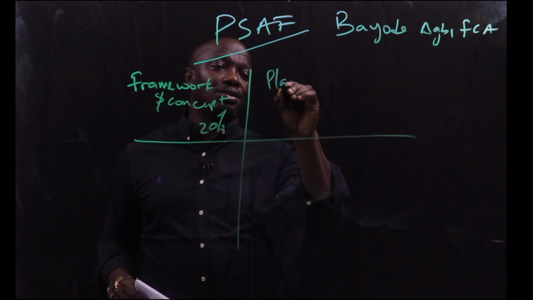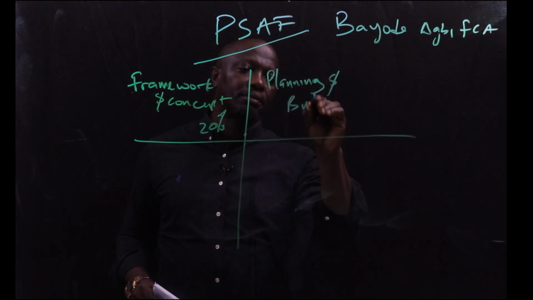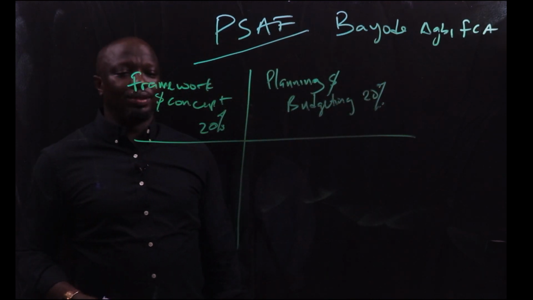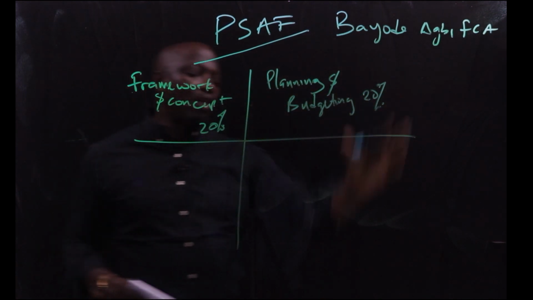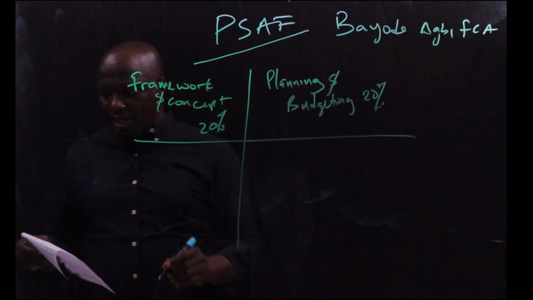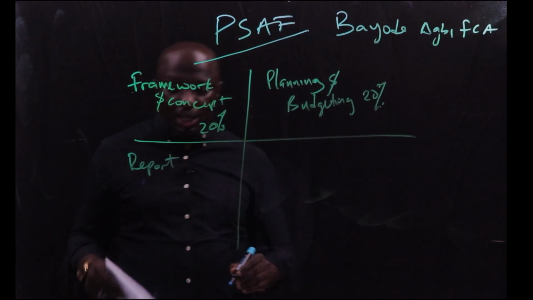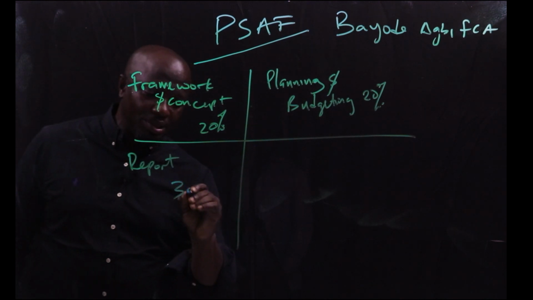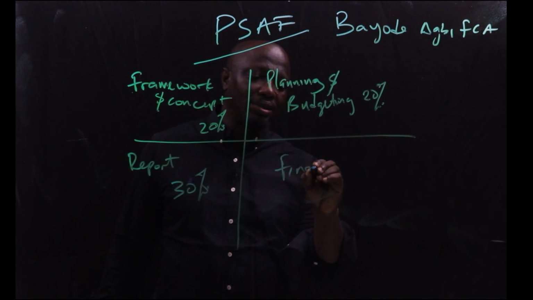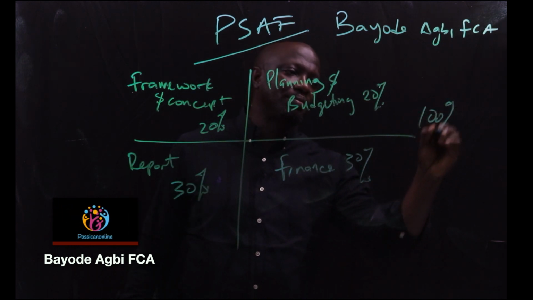And then we have the areas of planning and budgeting. This also attracts 20% of the syllabus. And in this area, we'll be looking at how do we plan, how do we do budgeting, what kind of budgeting do we have, and all that. And then we have the areas of reports. And this covers about 30% of the syllabus. And then the areas of finance, which covers another 30% of the syllabus, all totaling 100%.